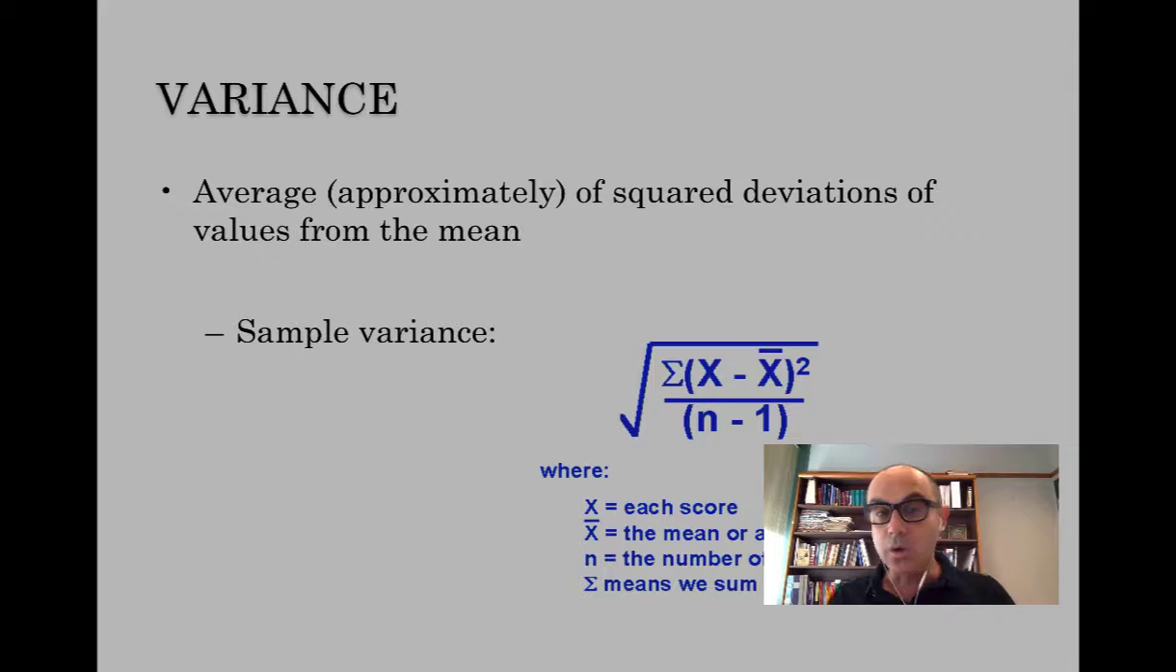Okay, so now we are coming into the stage of equations. The first equation that we are going to learn is the variance, which is followed by the standard deviation. So the variance is basically the average of the squared deviations of the values from the mean. In this case, x is each score, x bar is the mean of the average, n is the number of values, and we sum across the values.